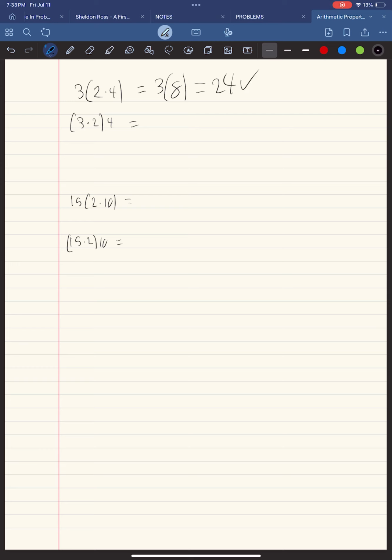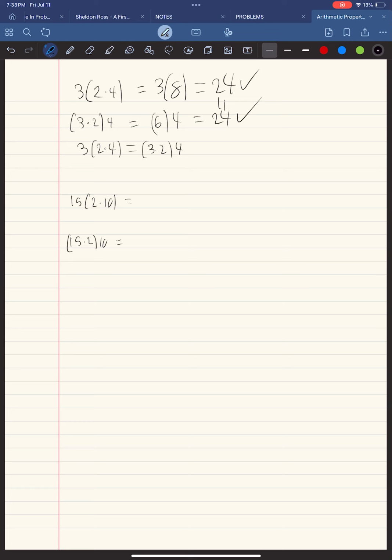Awesome. So now if we were to look at this example right here, we do the 3 times 2 first, because that's in parentheses. Everyone remembers PEMDAS. So that's 6 times 4. And what is 6 times 4? 24. Perfect. So therefore, since these equal each other, we can say that 3 times 2 times 4, where the 2 and the 4 are in parentheses, equals 3 times 2 in parentheses times 4. Lovely, beautiful, awesome.